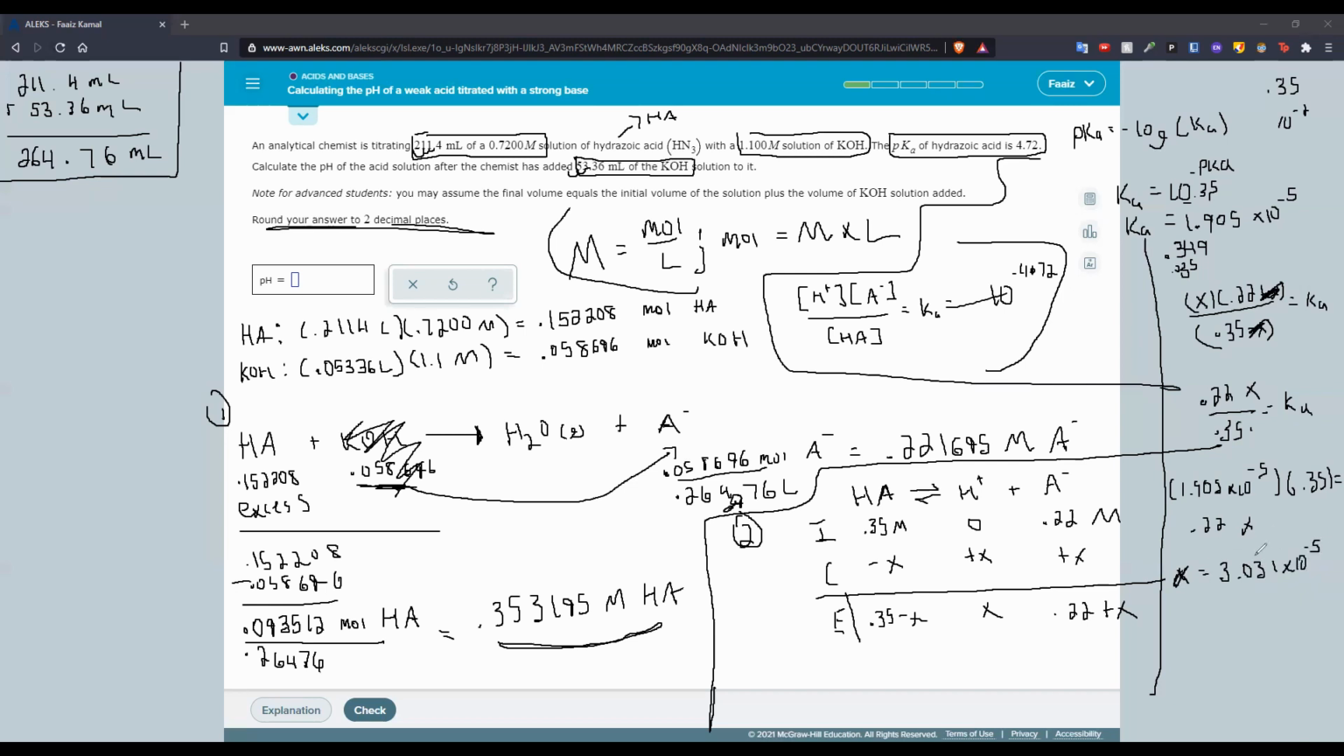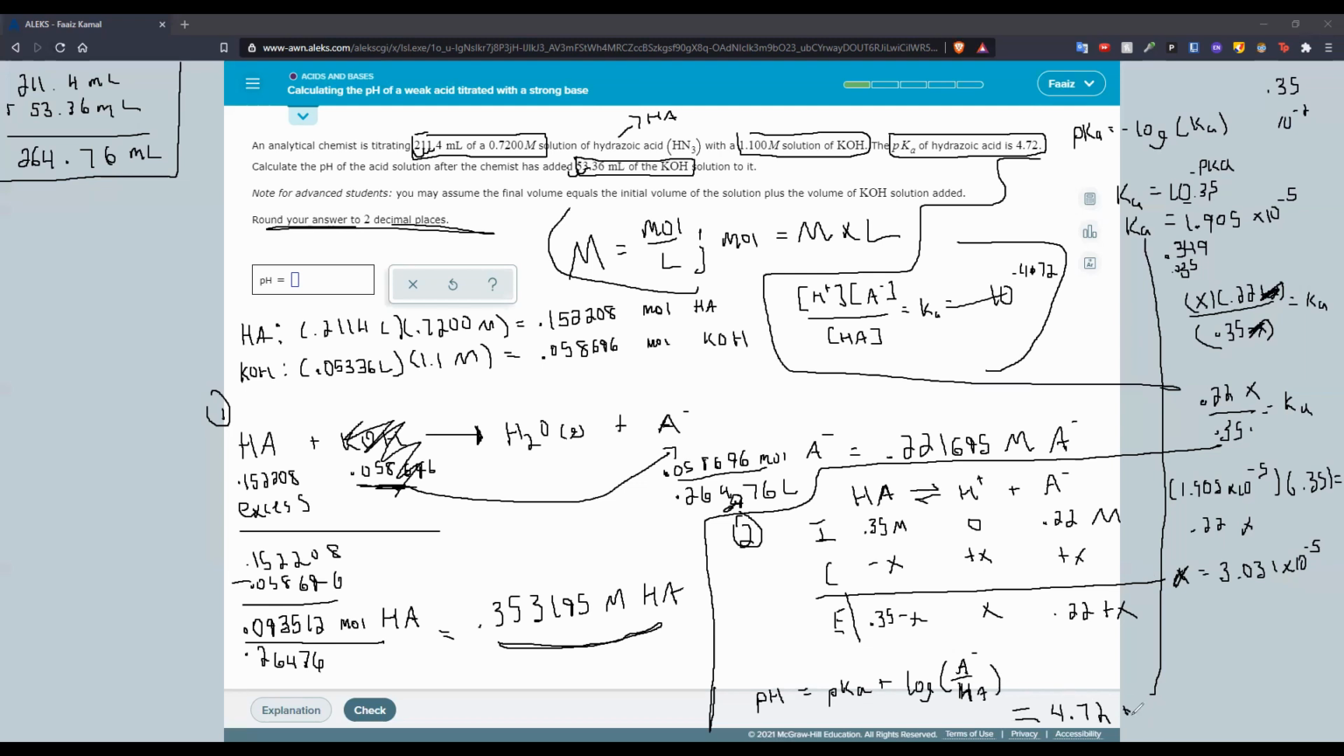And you have to remember what this X means. This X right here was the amount that was taken away from the HA and the amount of hydrogen, or H plus, that was produced. And to find pH, well, this is a buffer. So to find the pH of a buffer, you got to use this equation right here, the Henderson-Hasselbalch equation, which is pH equals pK plus log of A minus over HA. So you fill in all your values. So pK you have here is 4.72.